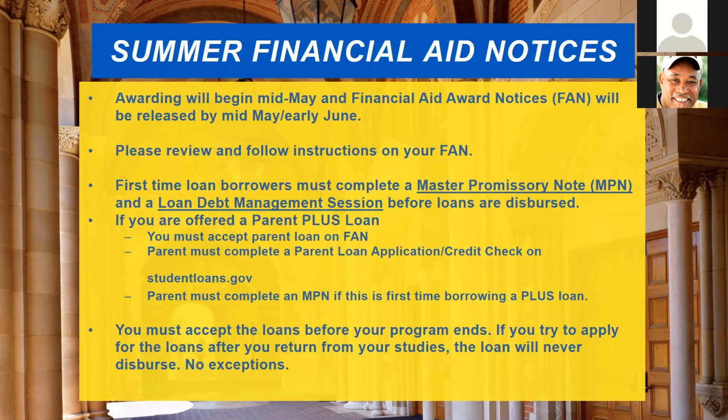If the parents are approved, then the next step they need to do is complete a master promissory note. Now, that's only if they're a first-time borrower. If they borrowed before, the master promissory note is good for 10 years, so they won't need to do that again. But if it's a first-time borrower, then they're going to do the master promissory note at that same website where they're doing the PLUS application. Now, another thing, a lot of people think, well, maybe I don't need the loan, and I'll wait.